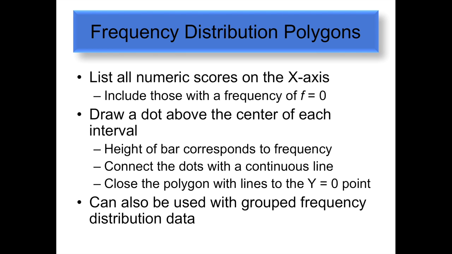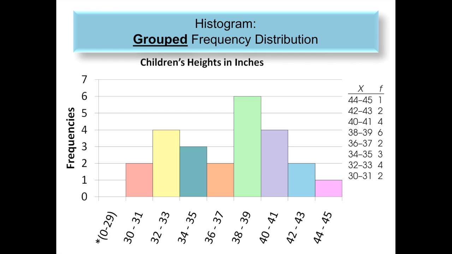Okay, so again, you're going to list all numeric scores on the x-axis. You're also, and this is really important, you have to include those with a frequency of 0. Okay, so I'm going to go back up one slide. So with this one, let's pick on 36 to 37. Say I had no children that said they had height between 36 and 37. This orange bar would then go away, but I would still have to give it a placeholder down here. Now, it not having a colored bar right there would denote to me that the frequency is 0.